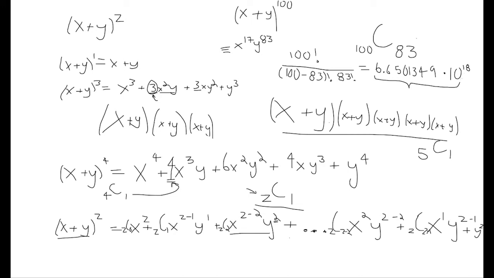So the point is, that is our number. It's really big. You can imagine you wouldn't want to have to write out everything to find out what the coefficient was, or how many different ways you can get 17 x's and then 83 y's. But anyways, that's our coefficient. So that's sort of the application of this formula.